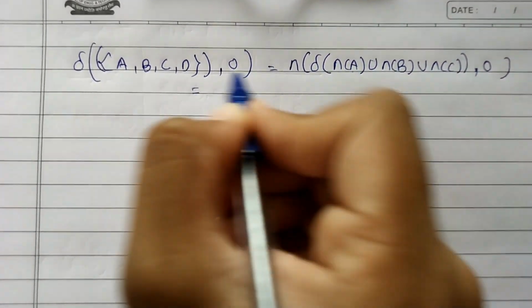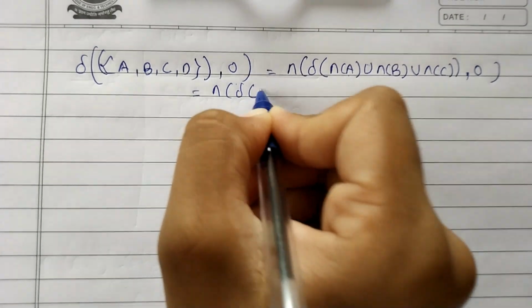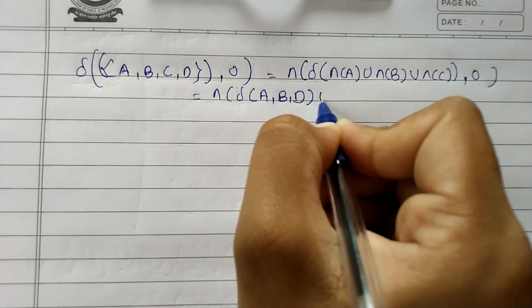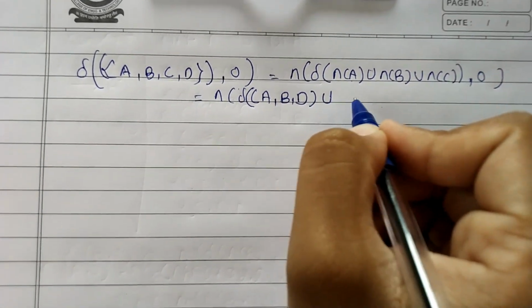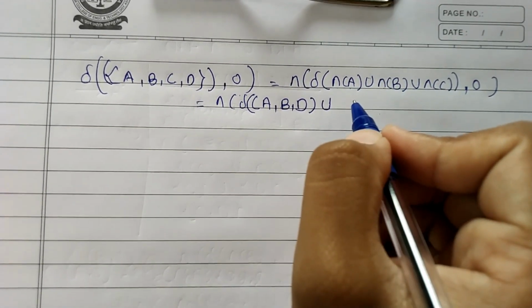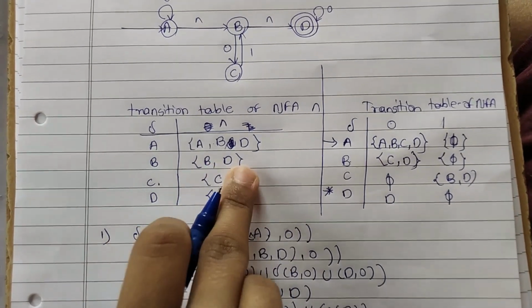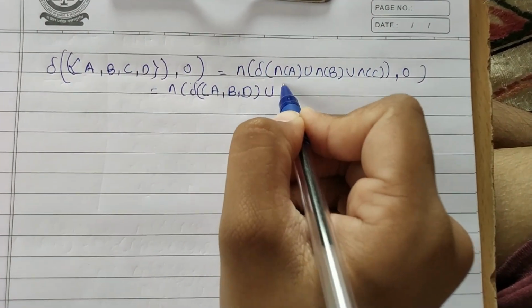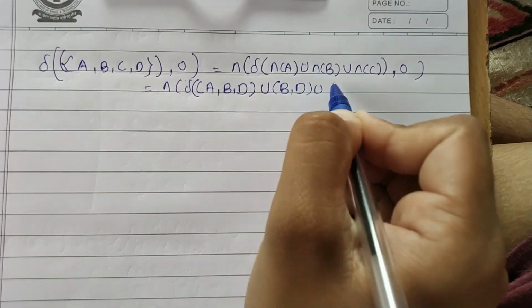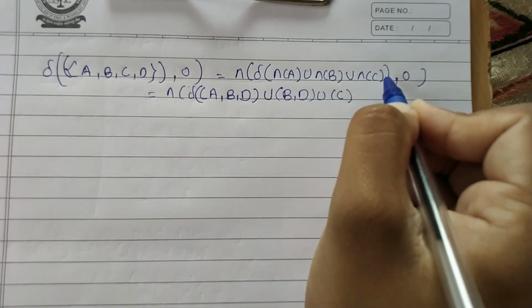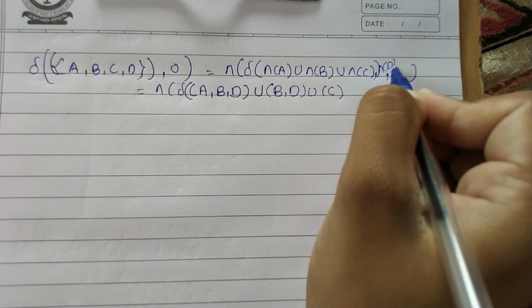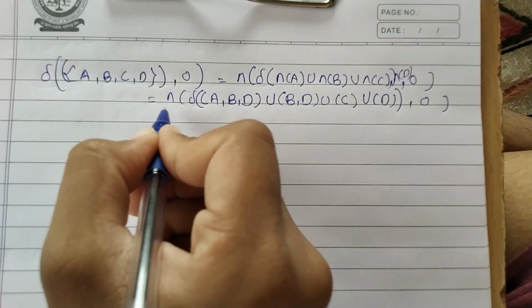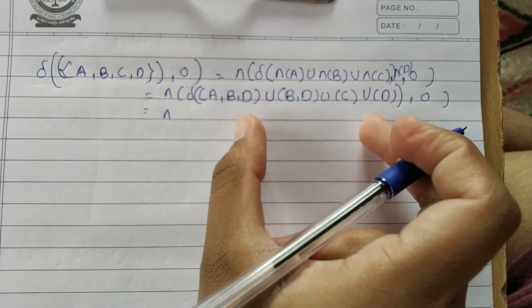Now null of A is, as we know, A, B and D, union null of B. So null of B is BD, null of C is C and null of D is D. We forgot to write null of D here also. Null of D is D, comma 0. So this union is nothing but again we get A, B, C, D.